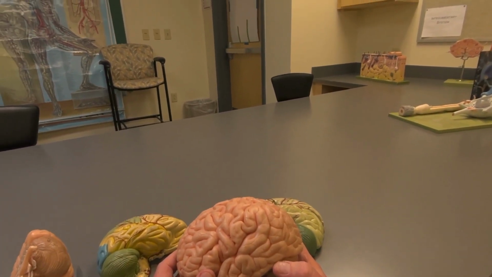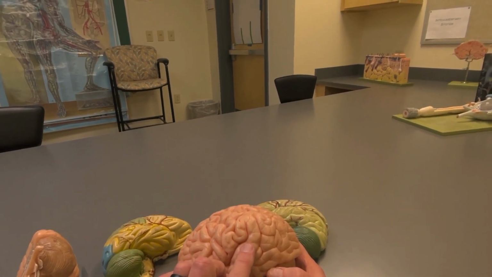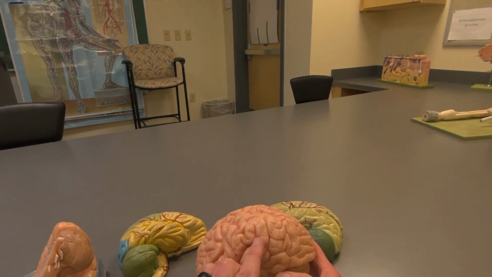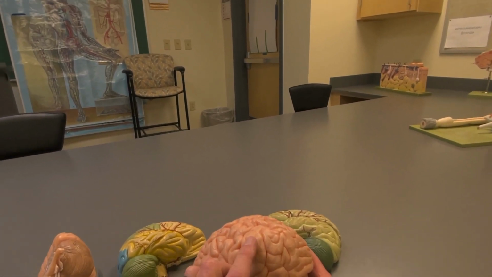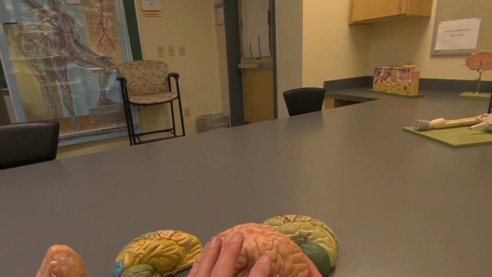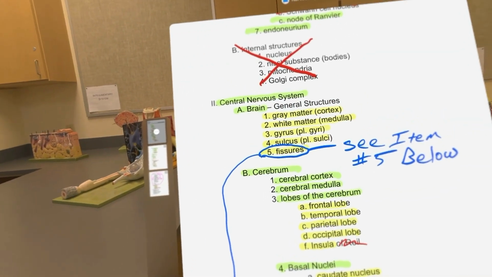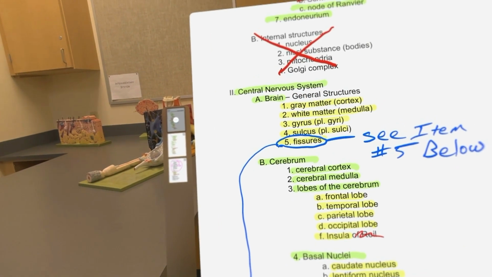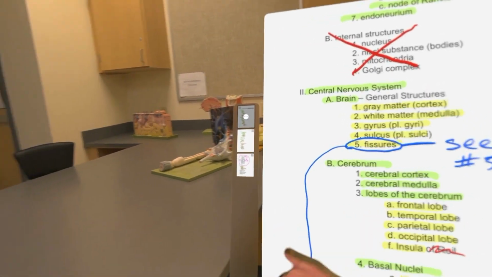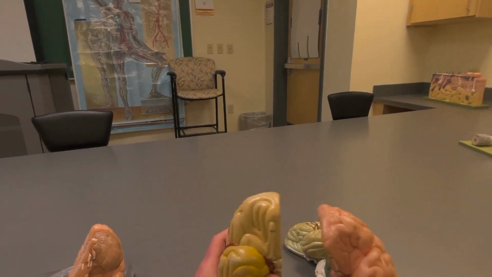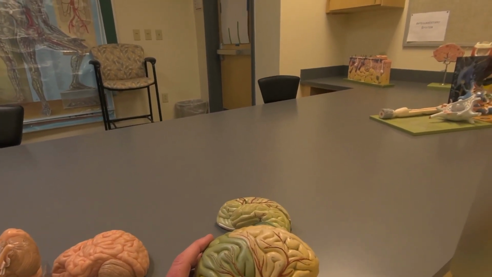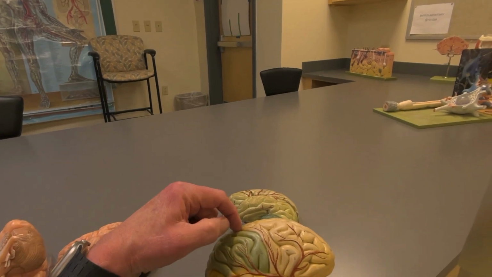And what I want you to know is that the hills and the valleys have a unique name for each hill and each valley. Not each and every one, but the hills in general have got a name, and so do the valleys. The gyrus is sort of the hill of the brain, and the sulcus is the valley. And this model does a really great job of showing one particular valley, and that is this one right here.